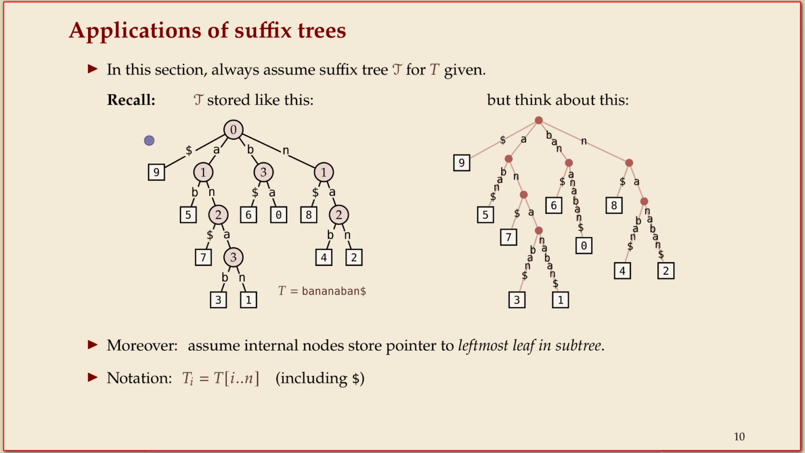Recall, we store a suffix tree like this, the standard way to store a compact trie. But for the algorithms, we'll think about them as this, where we have the full labels. And when it's convenient, I'll replace the indices in the leaves with the full string.